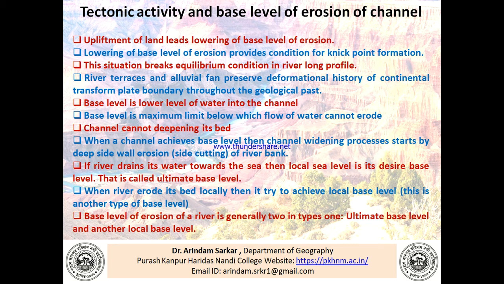If a river drains its water towards the sea, then local sea level is its desired base level. That is called the ultimate base level. When a river erodes its bed locally, then it tries to achieve the local base level. This is another type of base level. We can find that there are two types of base level: the ultimate base level and the local base level. The base level of erosion of a river is generally of two types, as I have already told: the ultimate base level and the local base level.